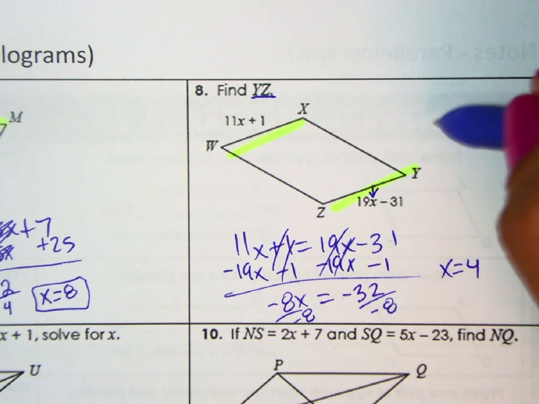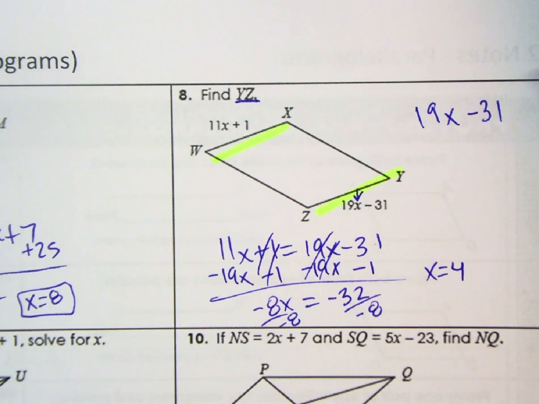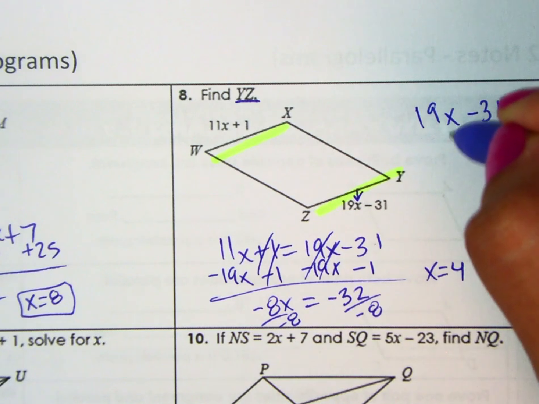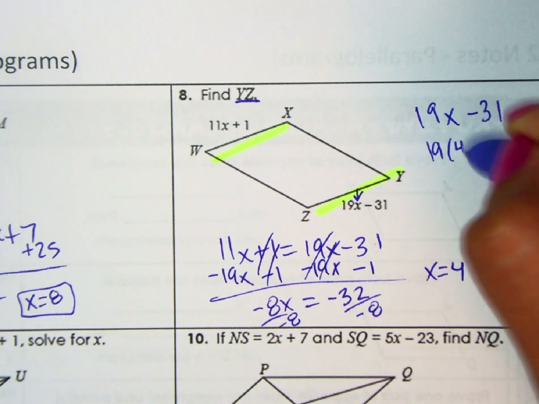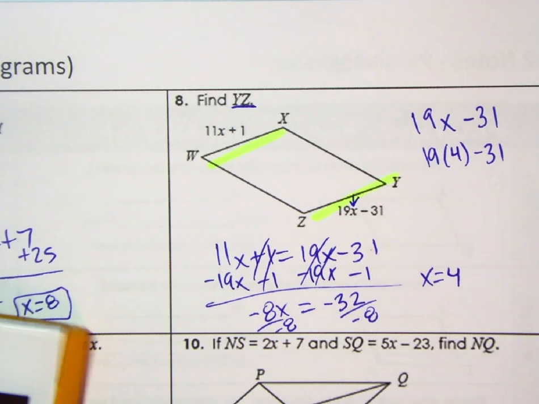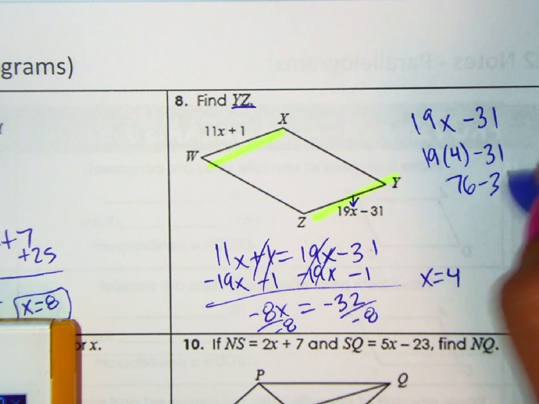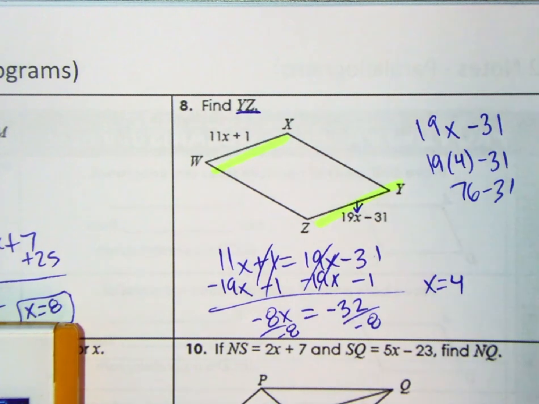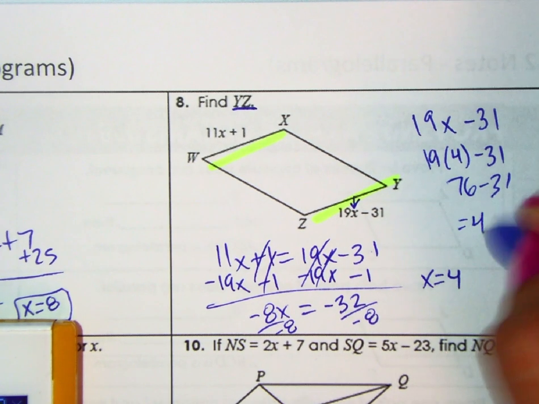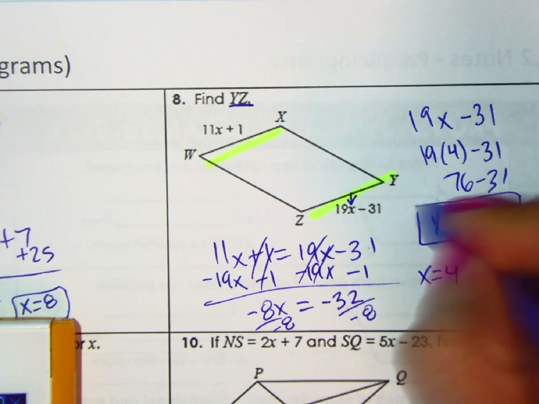So here you're going to now use the expression 19x minus 31 and substitute the 4 in there. So 19 times 4 minus 31. Okay, let me type that in. 19 times 4. That's 76 minus 31, and that equals 45. So yz equals 45.